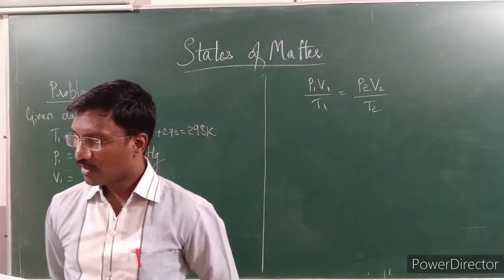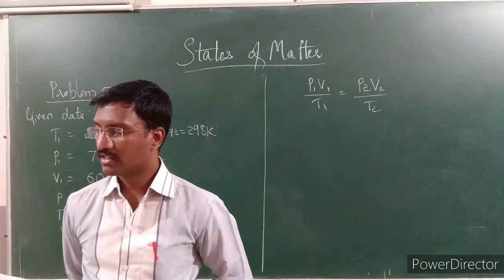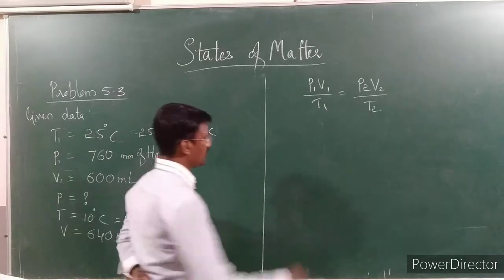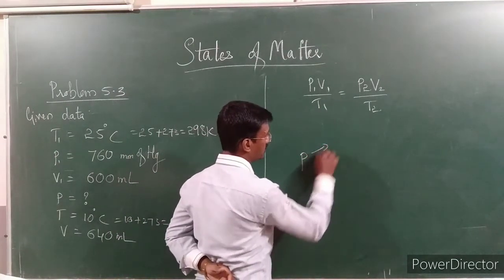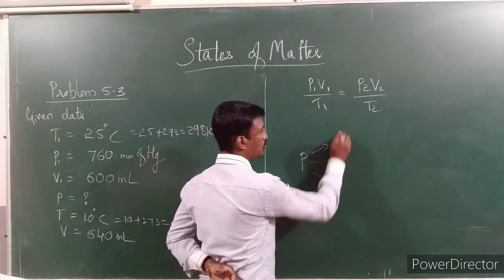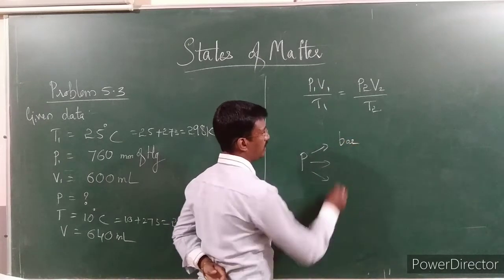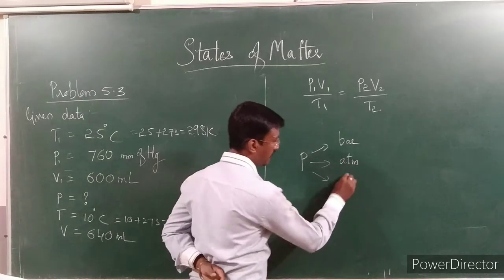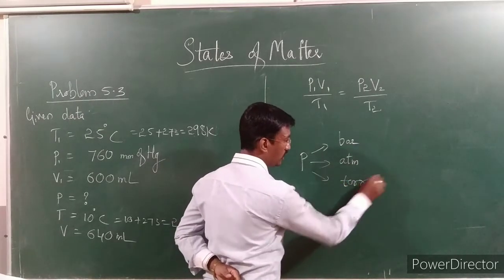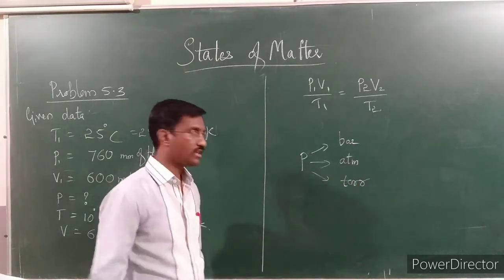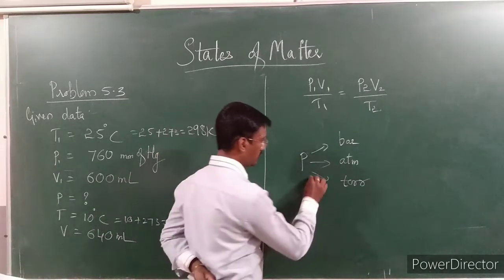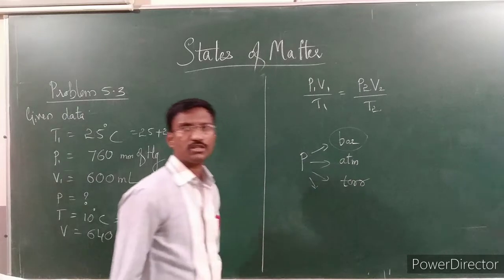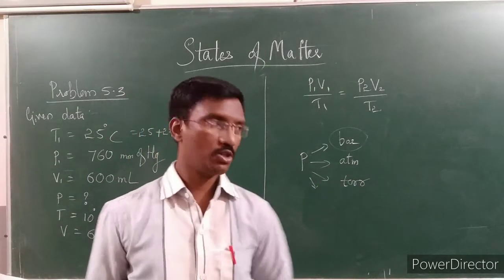At 25 degrees Celsius and 760 mm of Hg. Look here, for pressure we have some units. Bar is one of the units, atmosphere is one of the units, and torr is one of the units. The SI unit is only the bar, but sometimes they use different units for pressure.